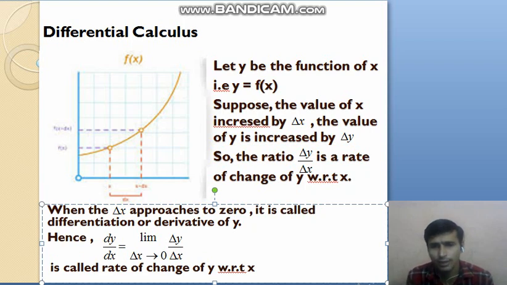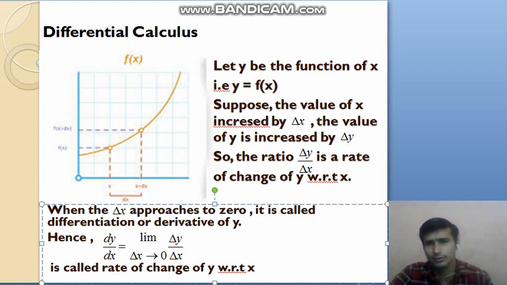We can also take y and x. Similarly, we can also take x and t. We take a distance x and time t. If the distance changes with respect to time, we can take the derivative of the distance with respect to time. So it is very useful in physics.